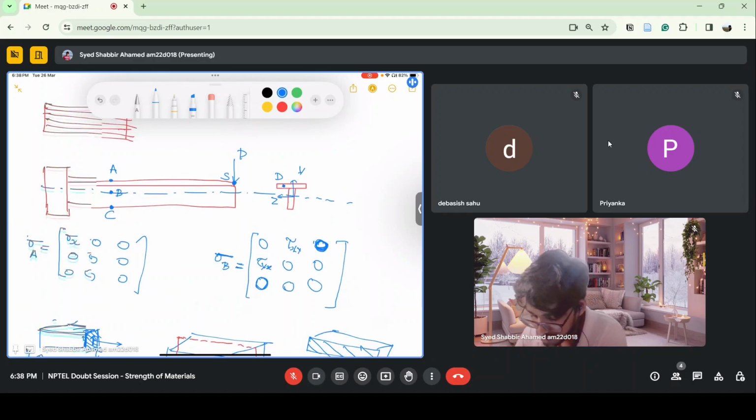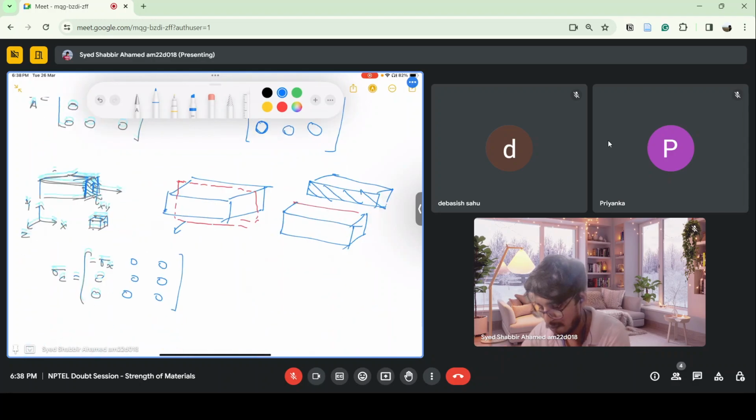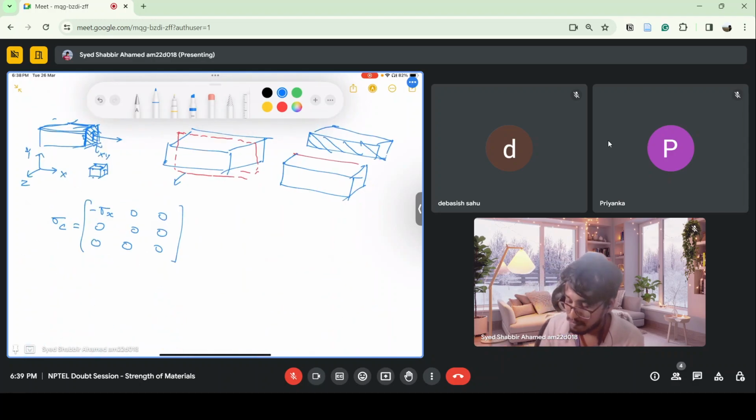Now look at this T section, and on the flange there is a point D. How does the stress tensor look there? Point D.